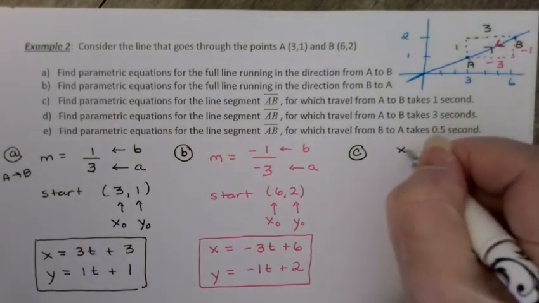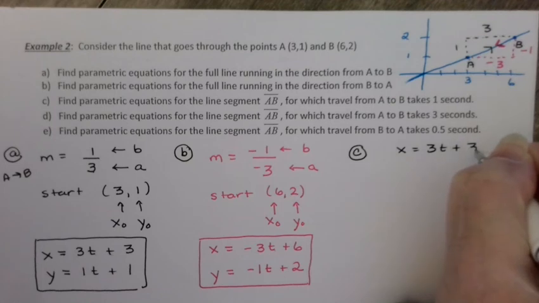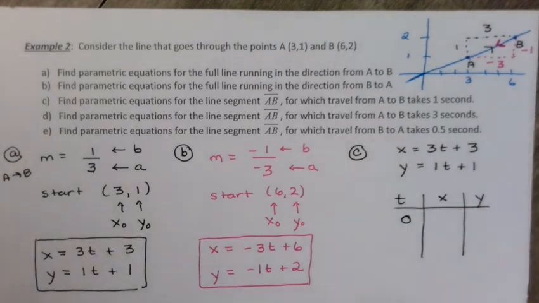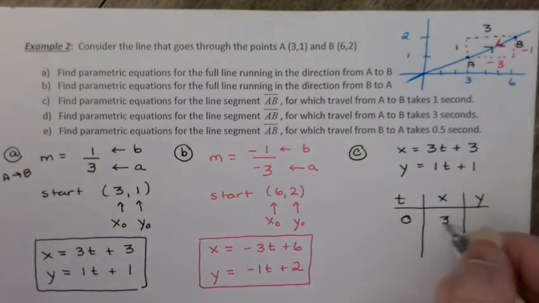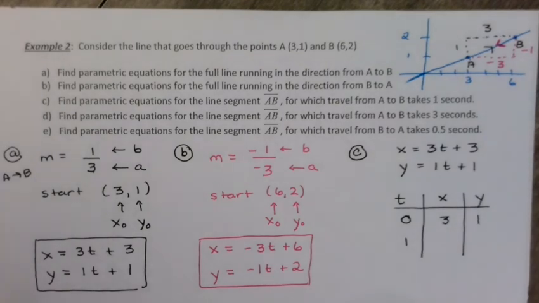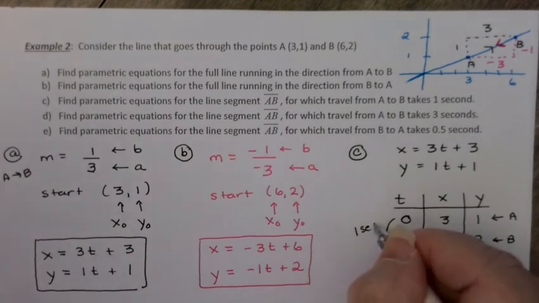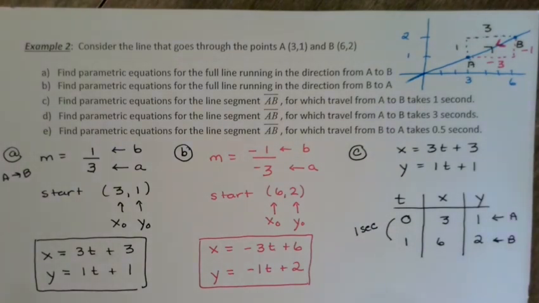Notice that if I go back to these parametric equations, starting out at t equals 0 is just going to start me out at the 3, 1. And if I plug in 1 second, 3 plus 3 is 6, and 1 plus 1 is 2. So I do start at A at time 0, and I end up at B at time 1. It took 1 second to get between them. So I actually already have the parametric equations that I need.